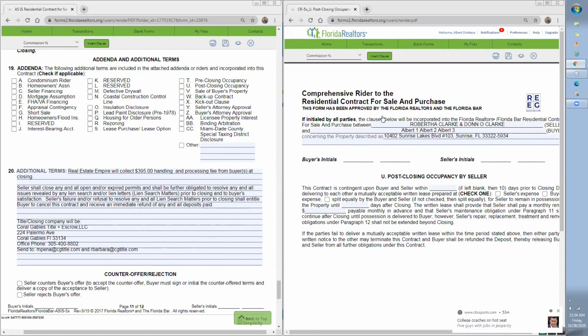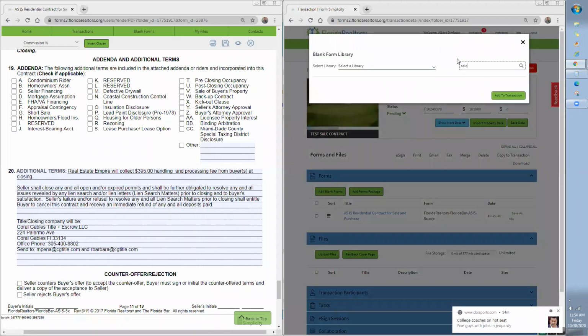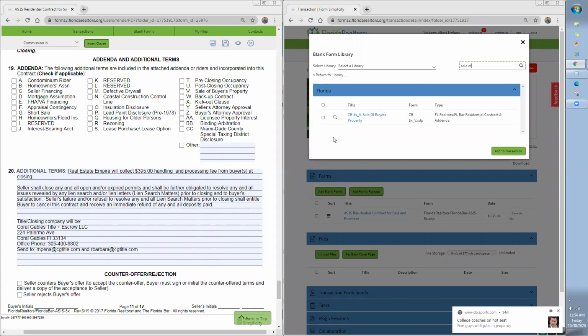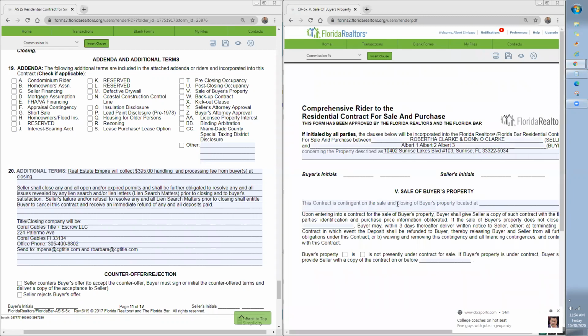With that comes another addendum called the sale of buyer's property. What is that? Exactly what we were talking about. If the buyer of the property needs to sell their property before they can purchase, we have this addendum. And this addendum says, hey, me as the buyer, I love your property and I want to purchase it. But before I purchase your property, I'm going to give you an offer, and this is my offer. But you need to understand that before we sit down at the closing table, I need to sell my property first.